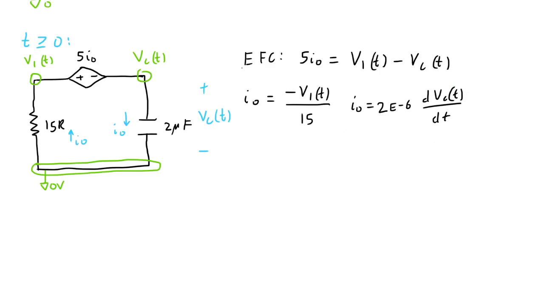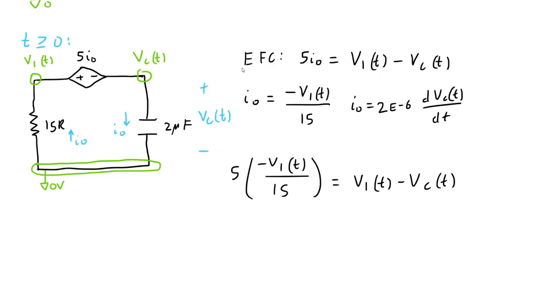But before we can do that, we need an expression for V1 in terms of VC(t). We actually have an expression for free, thanks to the dependent source. So 5 times I0, which is minus V1 over 15 times 5, equals V1(t) minus VC(t).